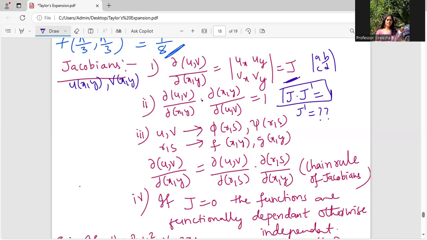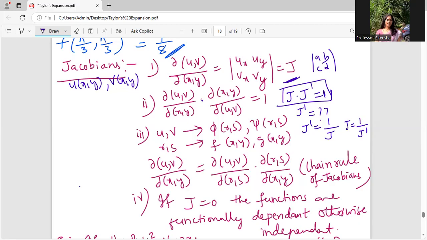J prime would be 1 by J, the Jacobian. Or if I want J, then it would be the reciprocal of J prime. Like that I will use it. Not exactly to prove it. Usually questions will not be asked to prove J into J prime is equal to 1.